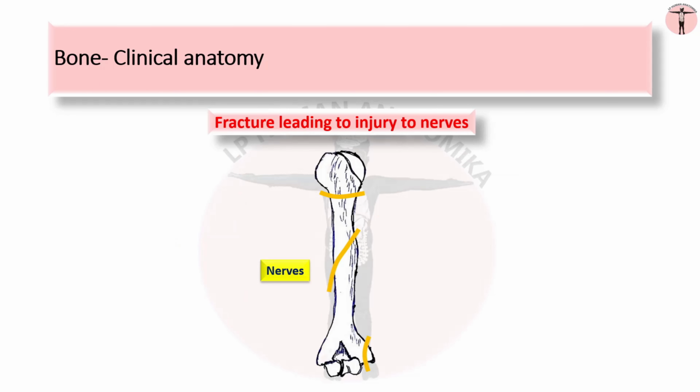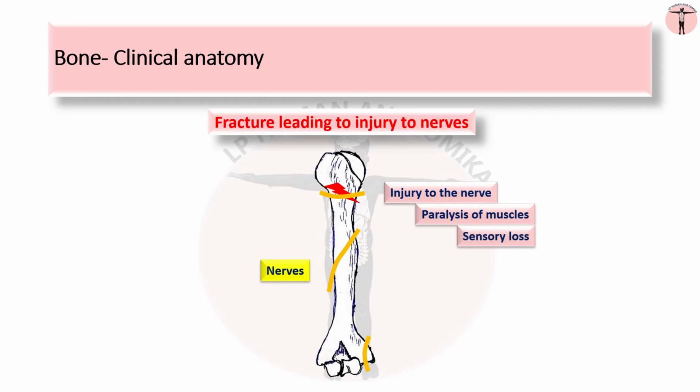Nerves are closely related to bones in some areas. Fracture of bones of those areas may lead to injury to the nerve, leading to paralysis of muscles supplied, including the sensory loss. For example, if the humerus is fractured at the neck, it leads to injury to the axillary nerve, which is closely associated with the neck of the humerus, leading to paralysis of muscles and loss of sensation in the skin, which are supplied by the axillary nerve.